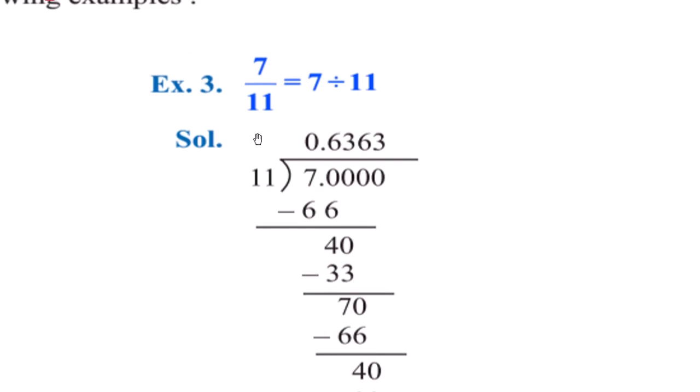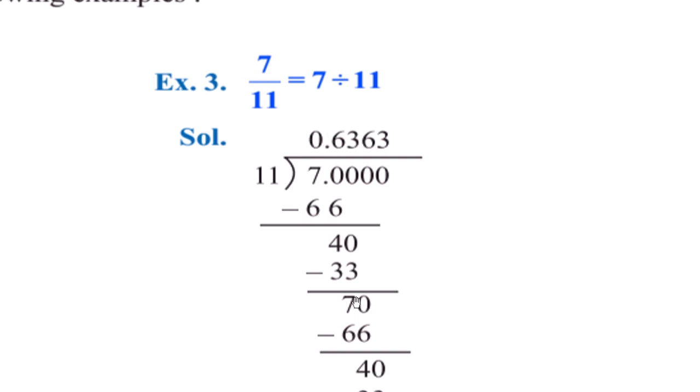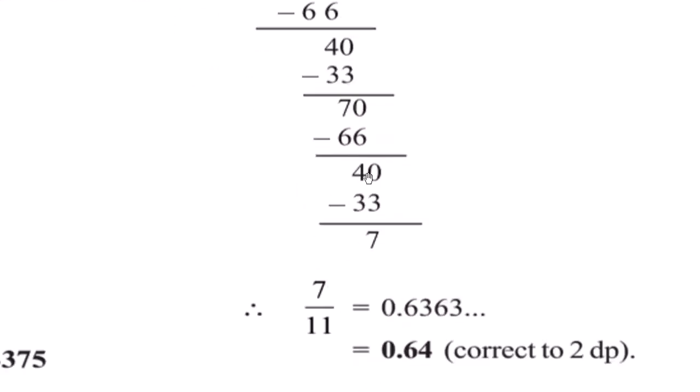Now 7 by 11. With 11 we have to divide 7, but 7 is a small number. So point, as many zeros as we want, we can keep. With 11, 7 is not divisible. We have to consider 2 digits, but before 0 we have the point, so keep the point in the quotient. Now 11 6 times 66, 40. 11 3 times 33, 70. 11 6 times 66, 40. 11 3 times 33. So 0.6363.